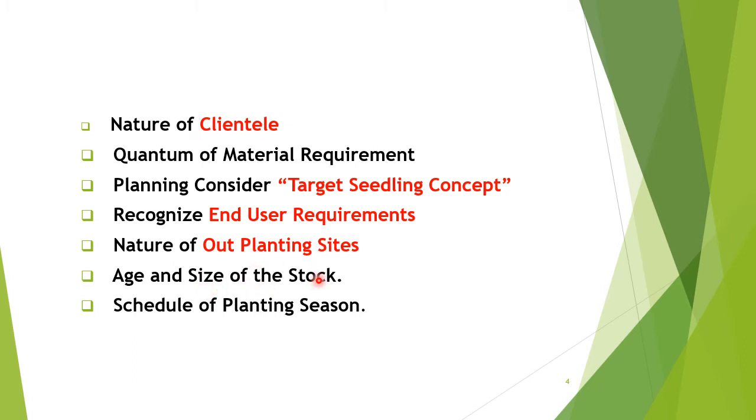Age and size of the stock. What are their requirements? What should be the age of the stock and what should be the size of the stock? And what is the schedule of planting season? In which season it is to be grown there? Because in planning, these are the things which a person has to keep in mind. Nature of clientele, target seedling concept, what is the end user requirement, what are our outplanting sites where we have to grow plants, what is the age and size of the stock required there, and what is the schedule of planting season, in which season the plants are to be supplied.